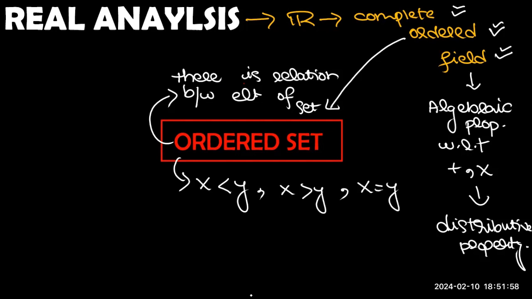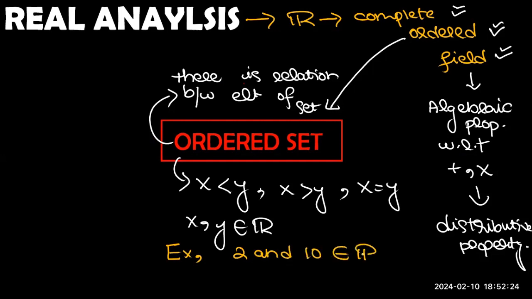If I take any two elements of the real number system, let's say x and y, then out of these three possibilities, one always holds. For example, let's say I take 2 and 10. Both belong to the real number system, both are real numbers. You can see that 2 is less than 10, so this possibility is satisfied. You can take any real numbers; out of these three possibilities, one always holds.